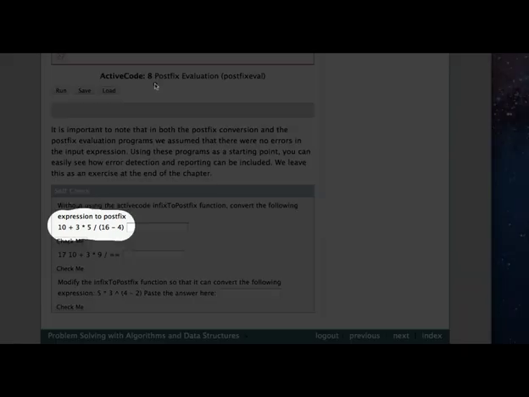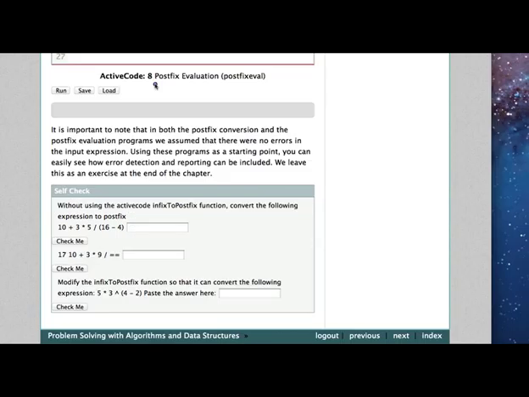Now maybe the first thing to notice about this is that we've got to be very careful with our precedence of operations. We're going to have to do the multiplication here, 3 times 5, then divide by 16 minus 4 before we ever get to the plus. So it might help to rewrite this in terms of its fully parenthesized expression.